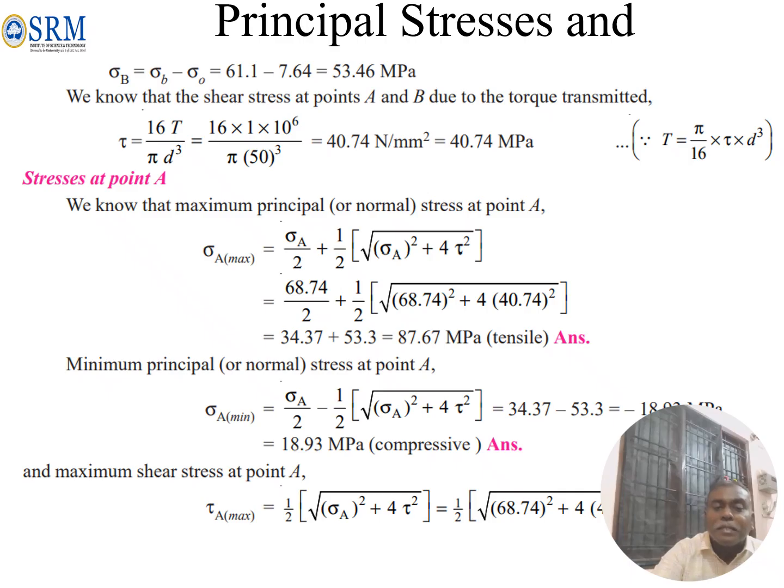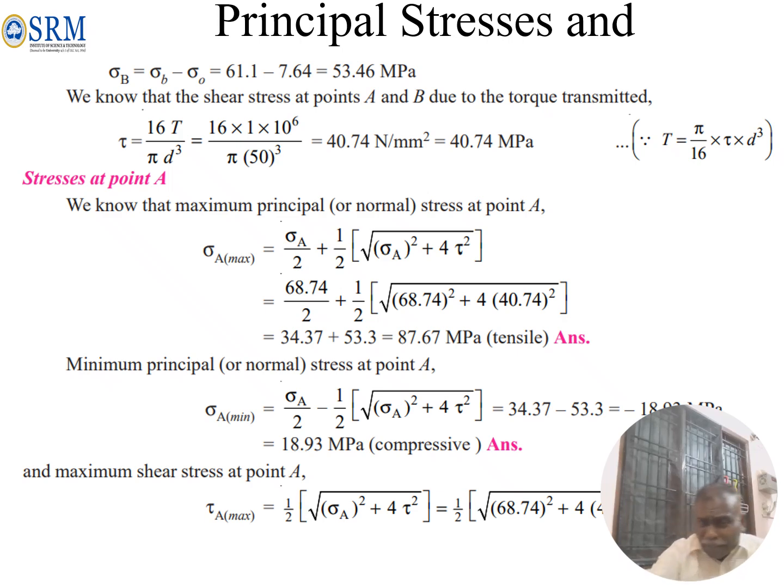So sigma A is the maximum tensile stress, and tau is the shear stress. By putting in the values, sigma A max equals 87.67 megapascal. Then sigma A minimum equals 18.93 megapascal. Then tau max equals half of the square root of sigma A squared plus 4 tau squared. So that is the maximum shear stress.